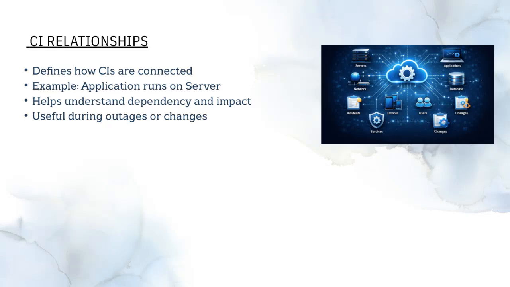Let's talk about how configuration items, or CIs, are connected. For example, you can think of an application running on a server. This connection helps us understand the dependency between the two. Knowing these relationships is crucial because it allows us to see how different CIs impact each other, especially during outages or when making changes. Recognizing these CI relationships helps us manage our IT environment more effectively and minimizes risks. It's a key part of understanding the overall health and stability of our systems, making sure we can respond quickly and accurately when issues arise.